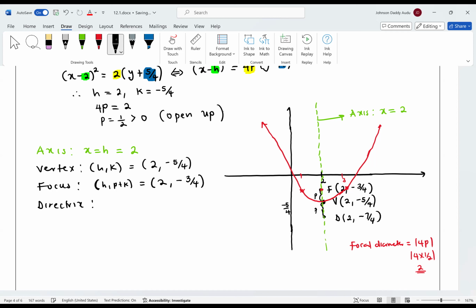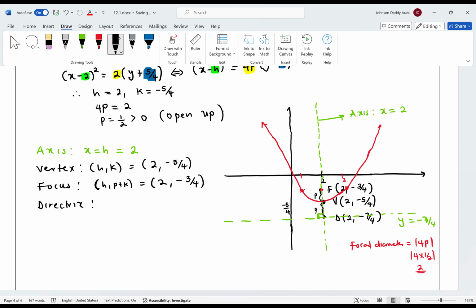Directrix, you can see this is just going to be our directrix, this one. So let's draw this directrix with the green. You see the directrix is y equals minus 7/4. The directrix is always perpendicular. There is a right angle between the directrix and the axis of symmetry.